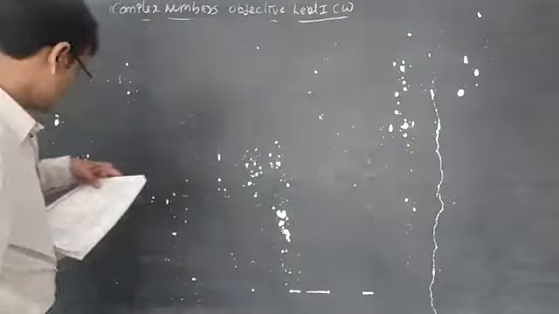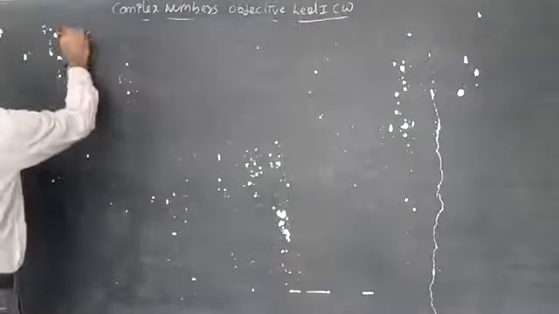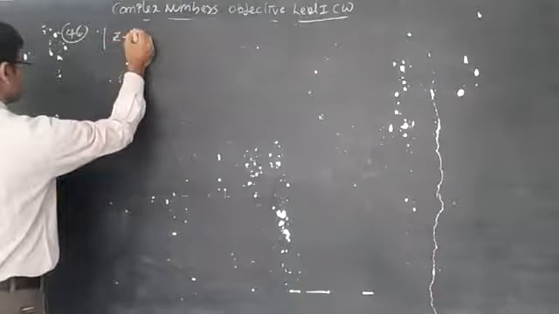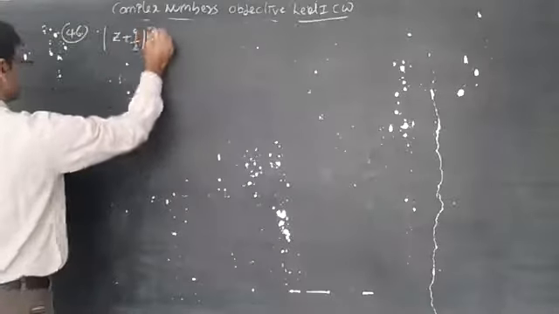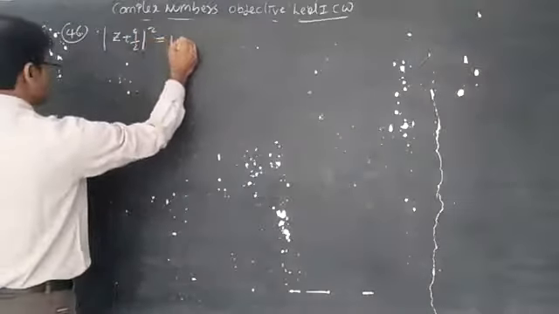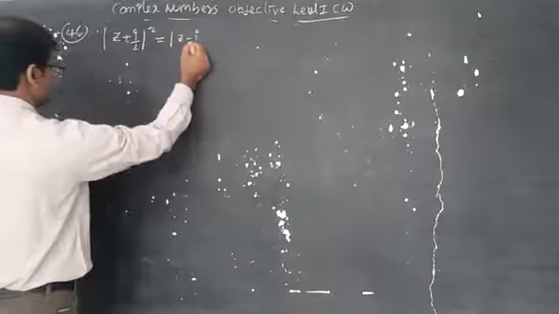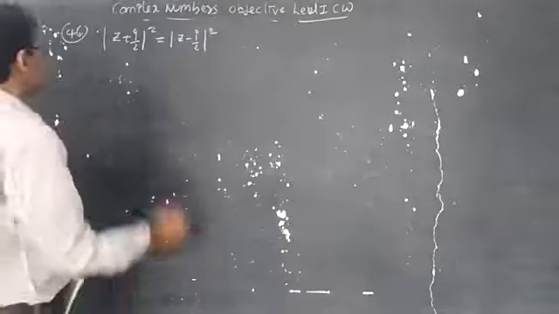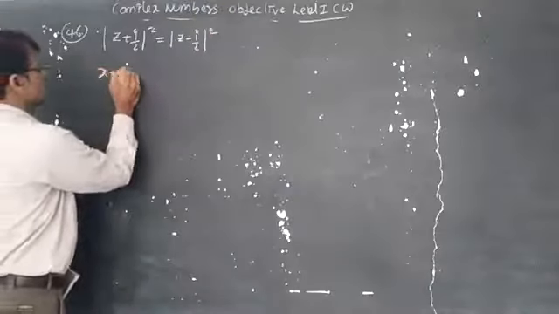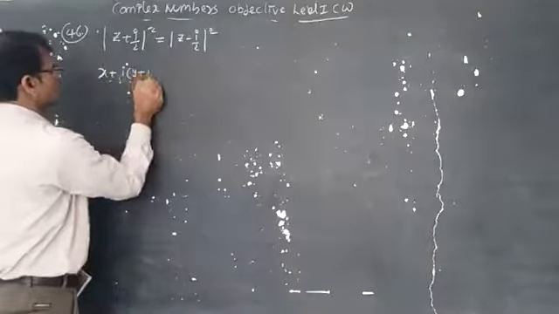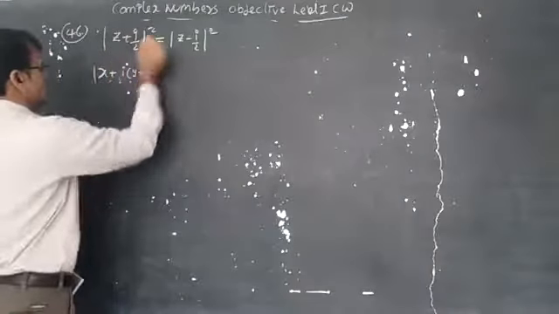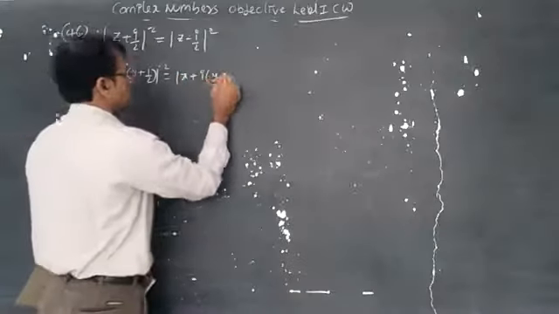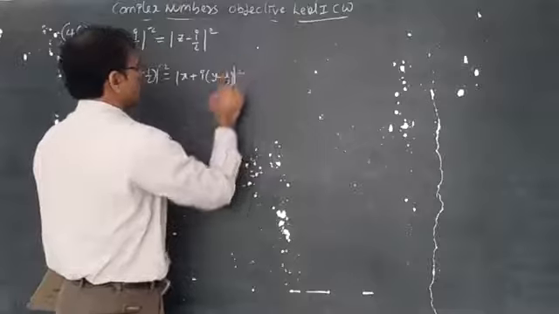What is the sixth question? Z is equal to x plus iy is a complex number, then modulus of z plus i by 2 whole square is equal to modulus of z minus i by 2 whole square. Then the locus of z. Right here x plus i into y plus 1 by 2 over modulus whole square is equal to, in the same way, right here x plus i into y minus 1 by 2 over modulus whole square.